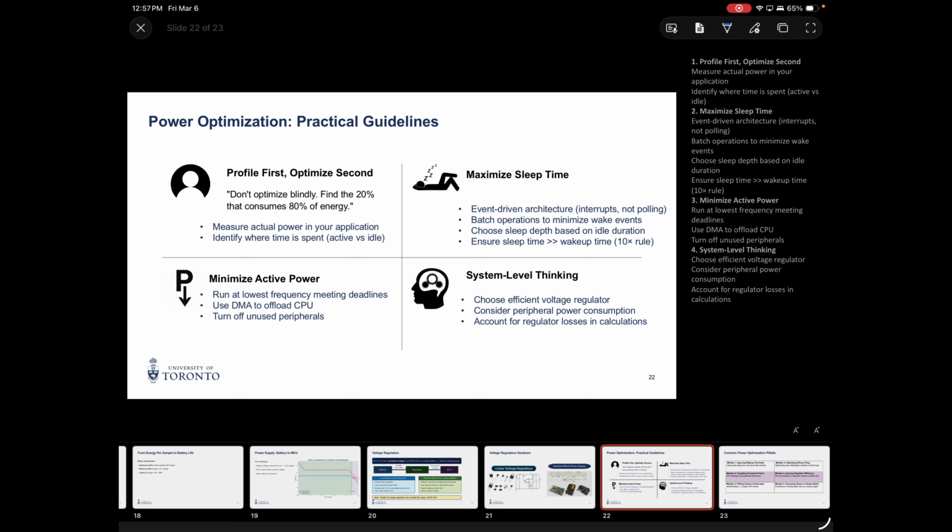Okay, so now, power optimization. What are the practical guidelines? Okay. So we profile first, then optimize. Why do we profile first? Because it has to be worth it, right? We have to know how long we are going to be measuring, be computing, and then spending time on post-processing, for example, right?